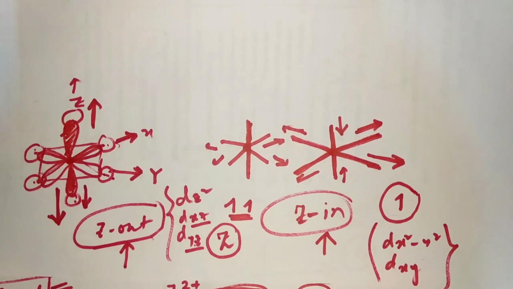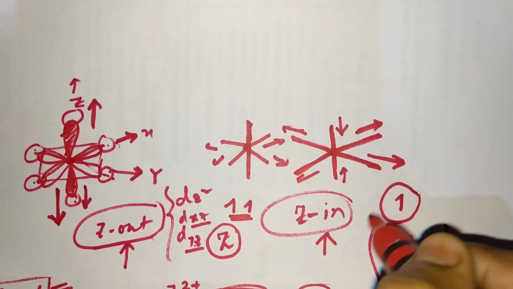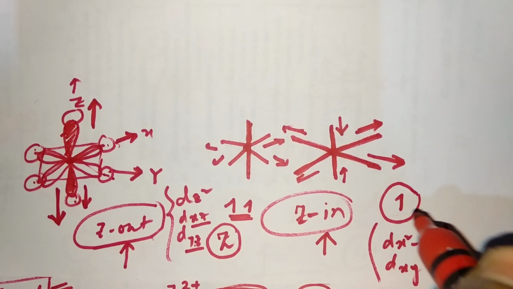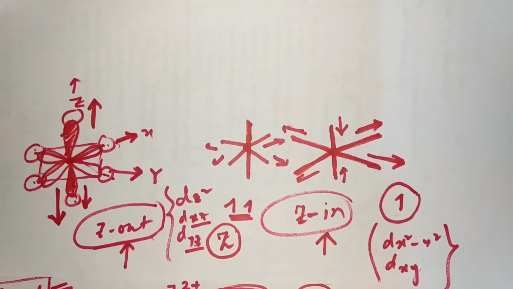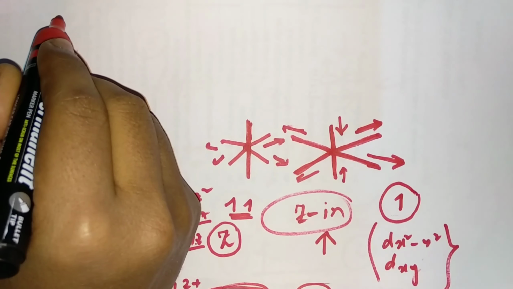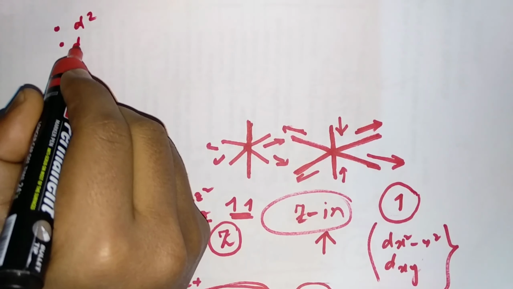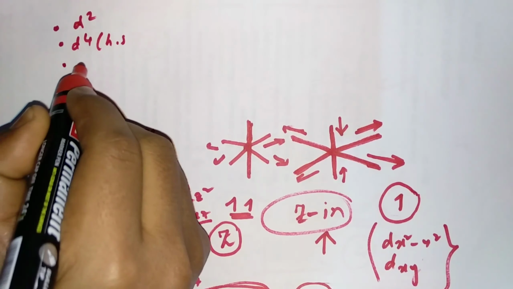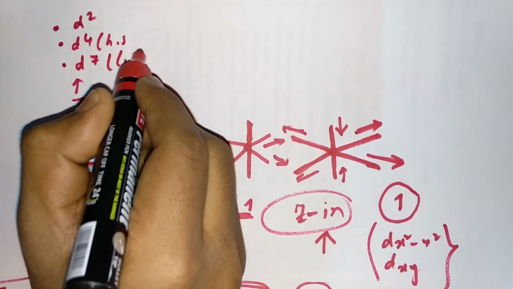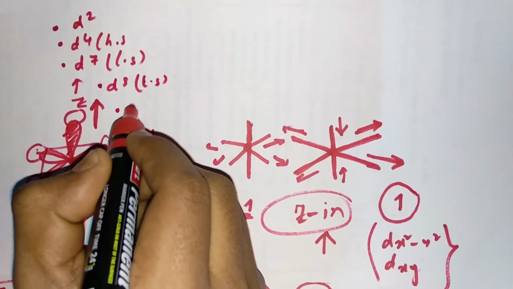Okay, so the system which contains this kind of orbital electron distribution shows Z out, and the system which contains this type of orbital electron distribution shows Z in type of distortion. Okay, so let's take other examples. For Z out distortion, the examples are here: d2, then d4 high spin, then d7 low spin, then d8 low spin, and finally d9.